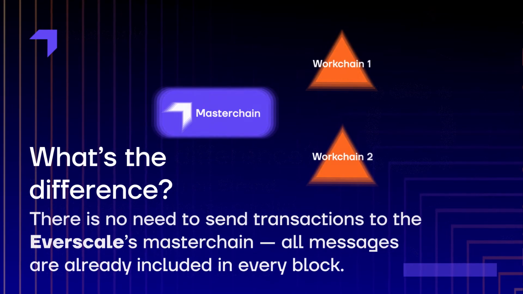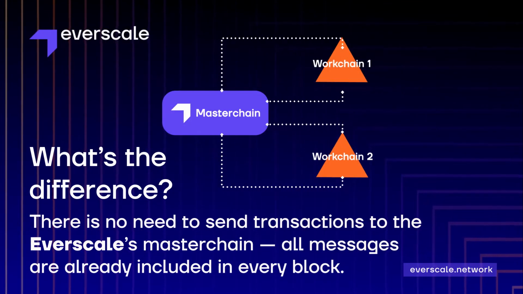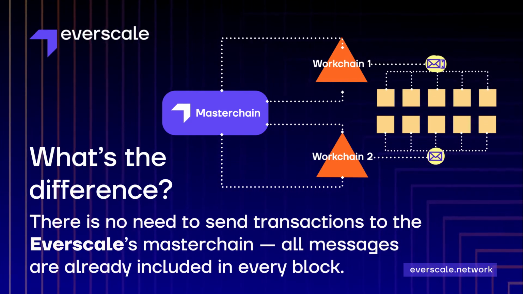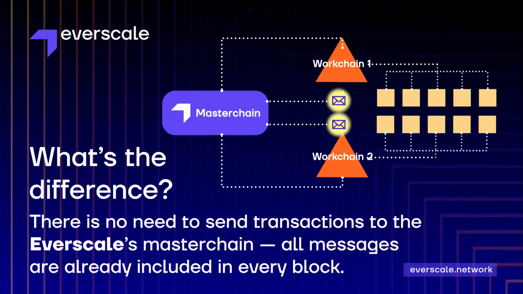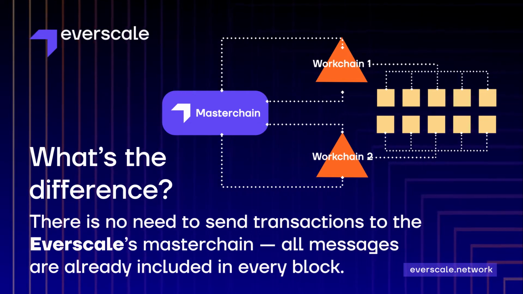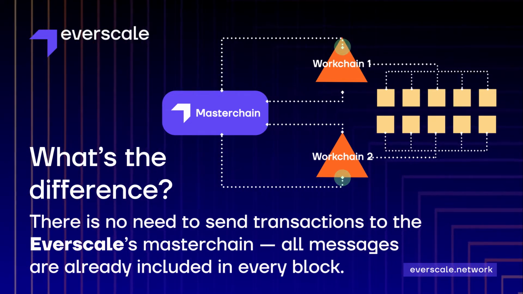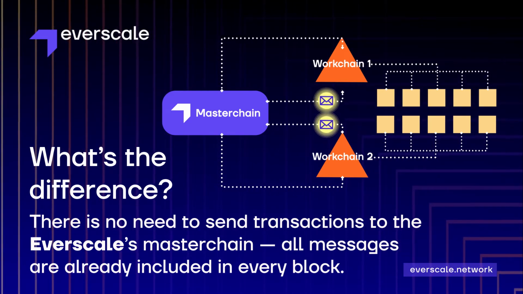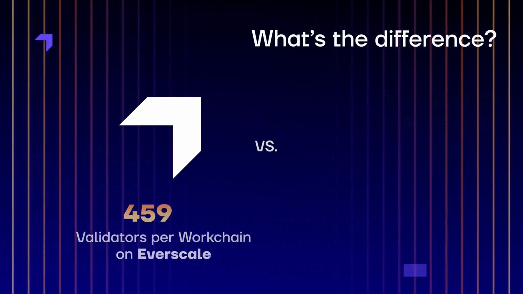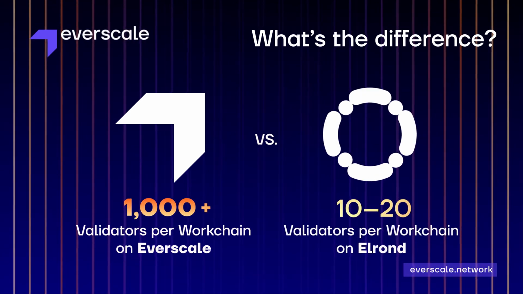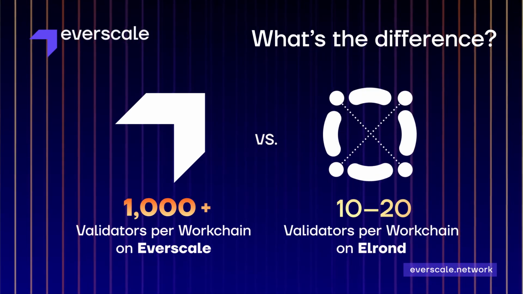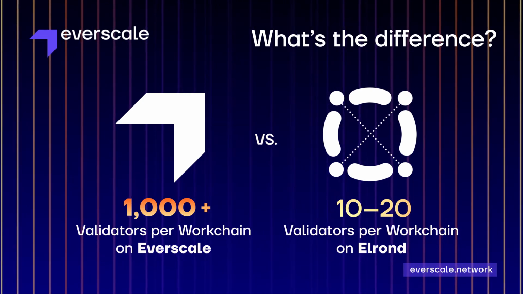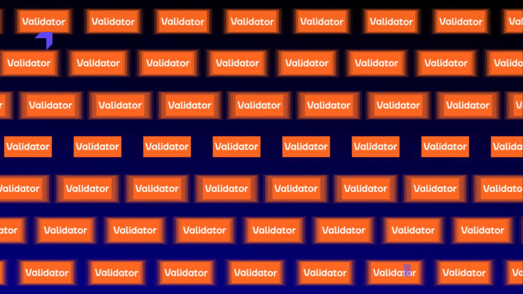Meanwhile, each chain or shard on Everscale's work chain can see and verify all blocks from other chains. In producing a block, each chain receives messages from other chains. There is no need to send transactions to the master chain. All messages are already included in every block, and that's why all validators rotate, which gives us a completely different level of security: 1,000 plus validators to each work chain against Elrond's 10 to 20 validators per chain. This is a crucial difference.